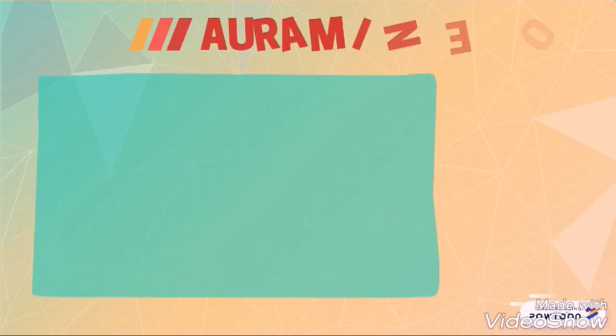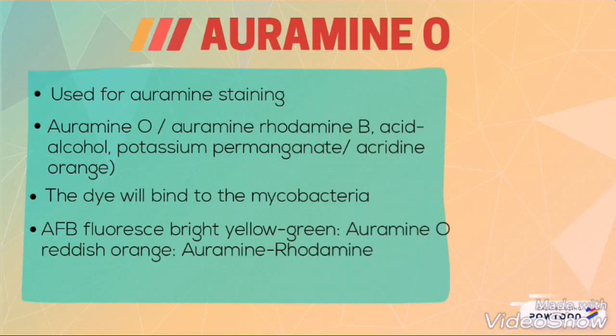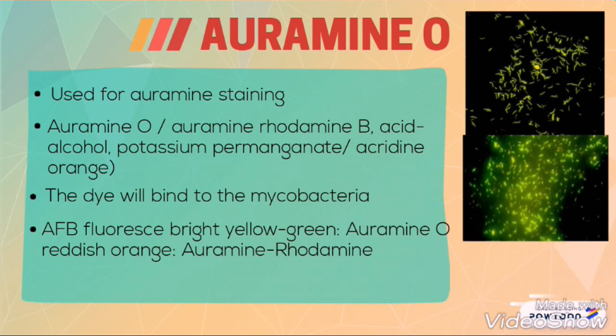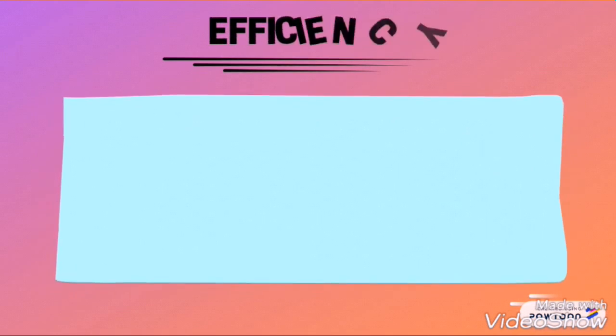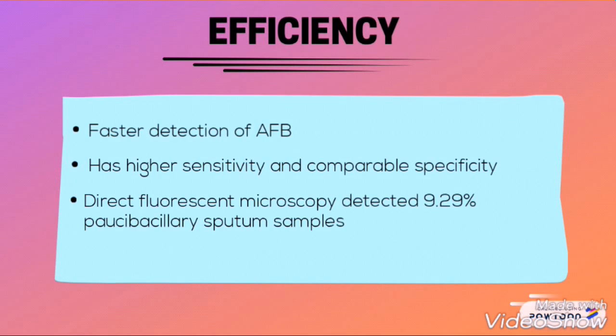The next is auramine O. The dye will stain the acid-fast bacilli. The positive result can be detected when there is a presence of fluorescent bright yellow green. And when using auramine rhodamine, the fluorescent reddish orange will appear. The efficiency of using this reagent is faster detection of AFB, and with the use of direct fluorescent microscopy, it can detect about 9.29% of paucibacillary sputum samples.